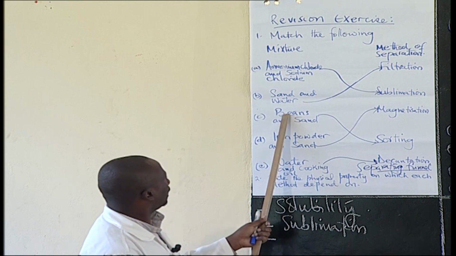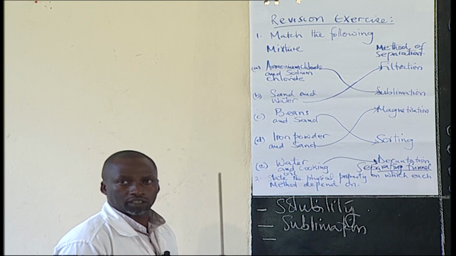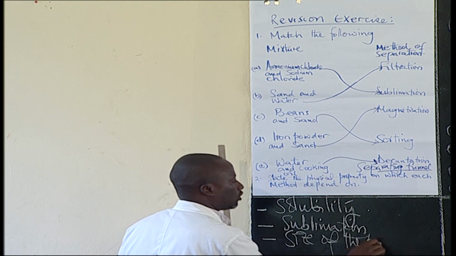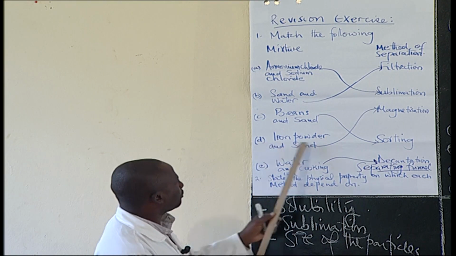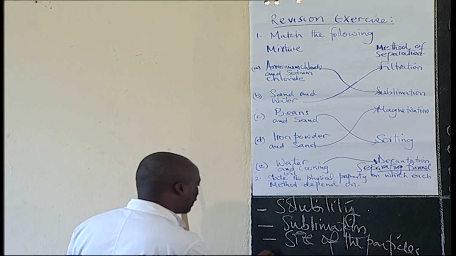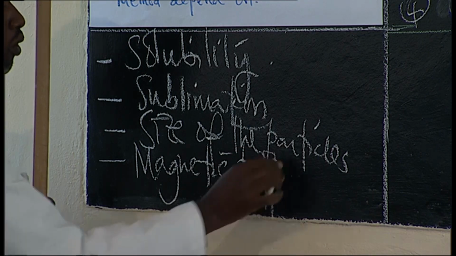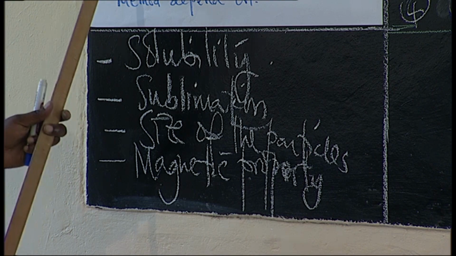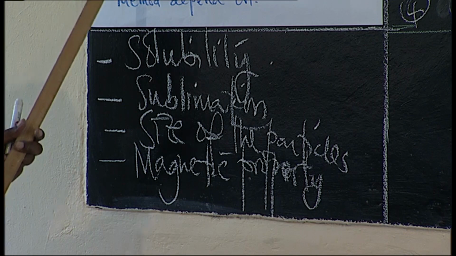The physical property we are using for beans and sand is the size of the particles. And then if we go to the iron powder and the sand, we are using the magnetic property. One of the substances, the iron powder, is attracted by the magnet. So that is the magnetic property that we are using.